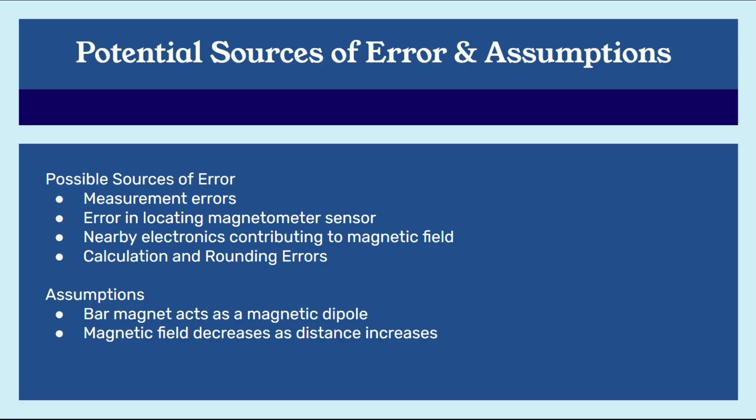There were several sources of error in our experiment. These include uncertainty in the exact location of the phone's magnetometer, small errors in distance measurements, and interference from nearby objects. Alignment is also important. If the phone isn't perfectly aligned with the Earth's field, that can affect the results. And finally, the magnet isn't a perfect dipole, especially at close distances.